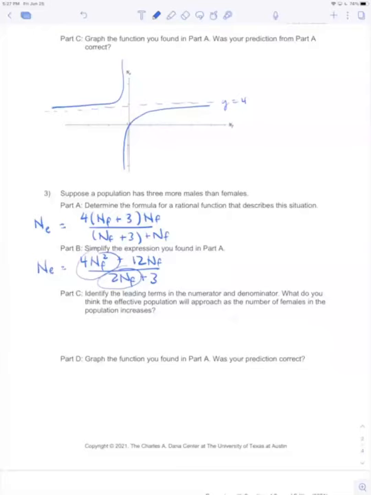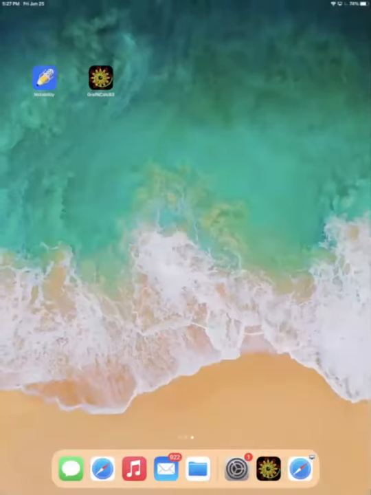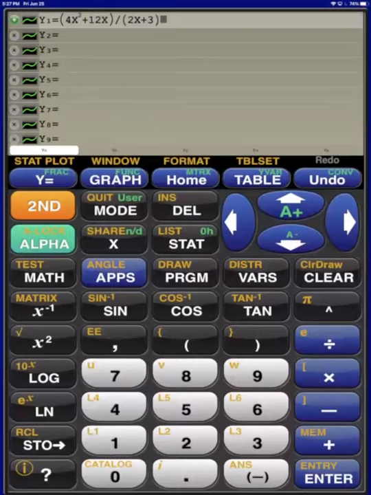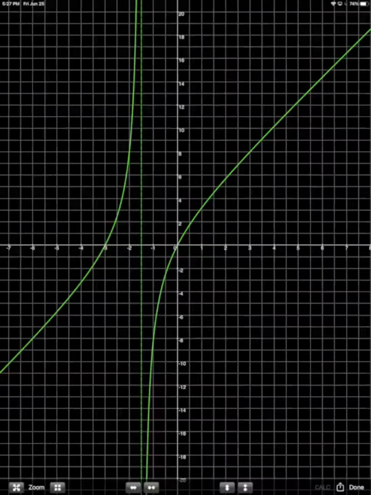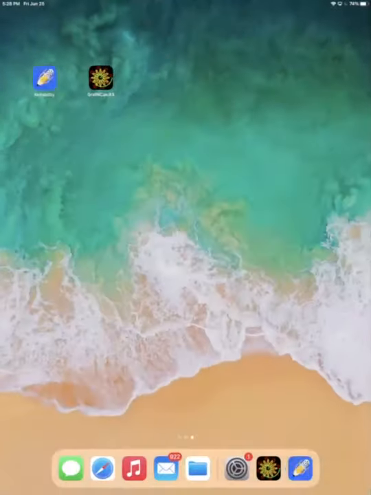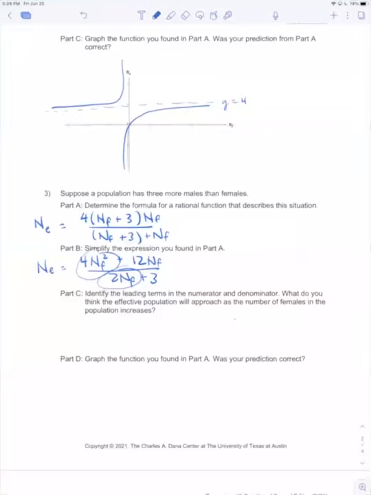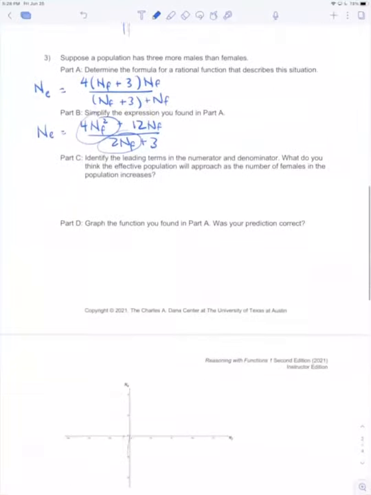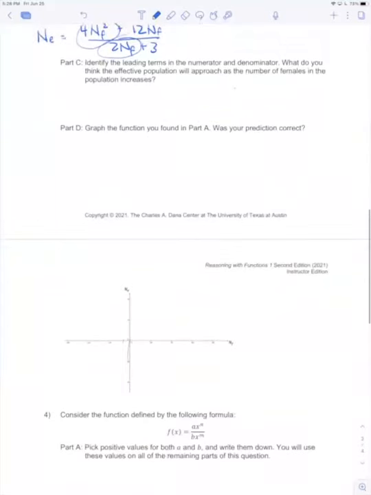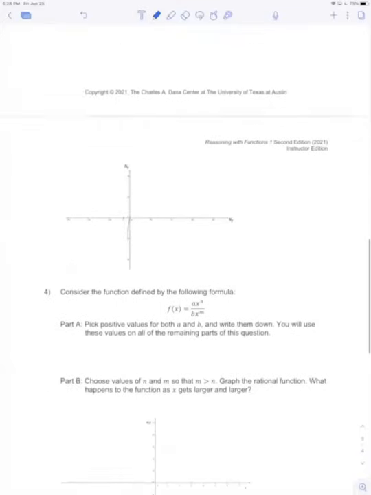Okay, so if we graph this, and I have this entered in on the y equals screen, let's go there, and we'll graph it, and it looks like that. And it says graph the function we found in part A. Was our prediction correct that it would increase without bound? And it looks like yes, it will. So let's go back here and on the curve, we're supposed to graph this here. And we did already on the calculator.